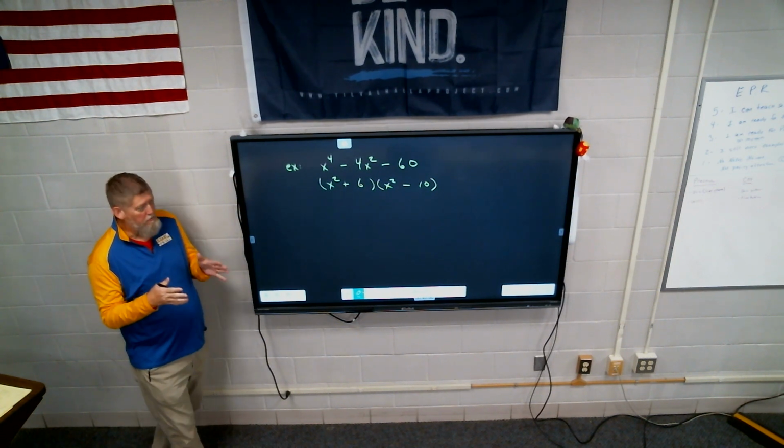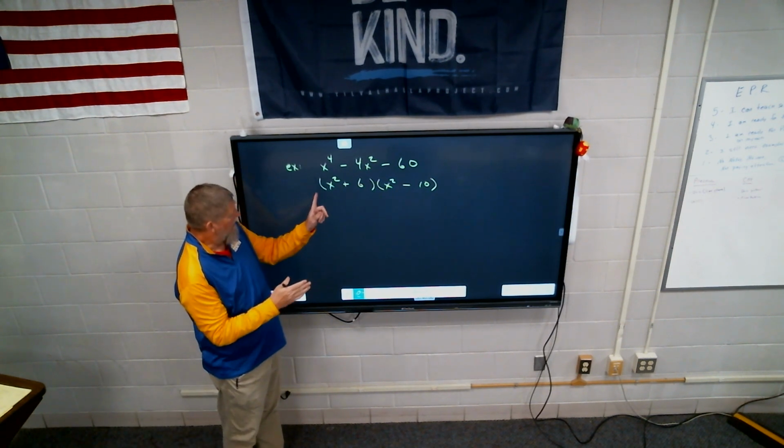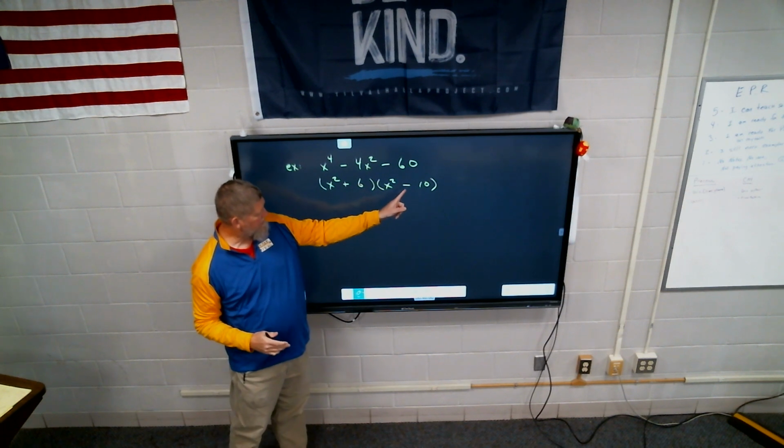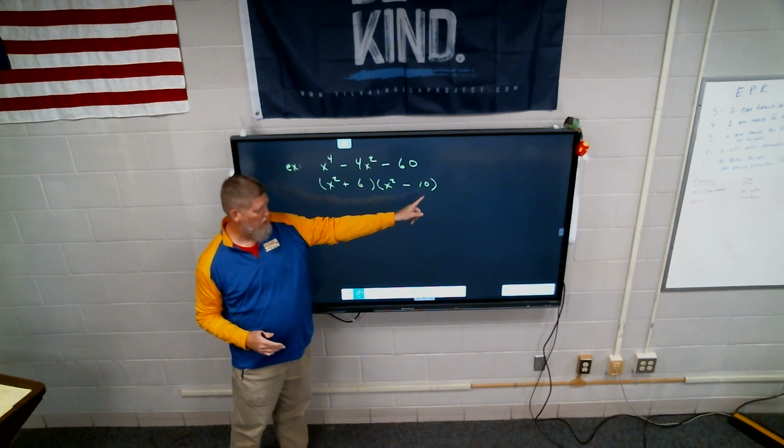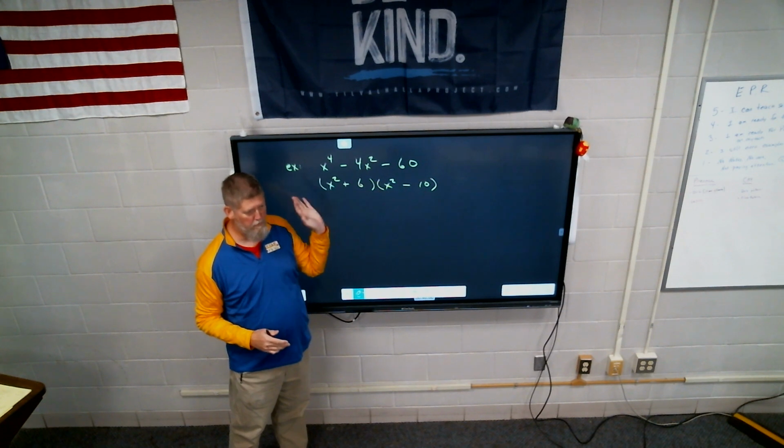Now, I have two binomials. I have a perfect square. I have a difference. Is 10 a perfect square? No, so I can't factor that one. So then I won't be done.